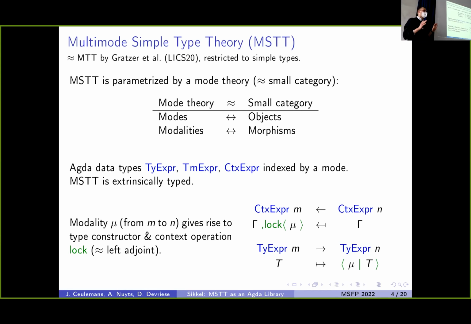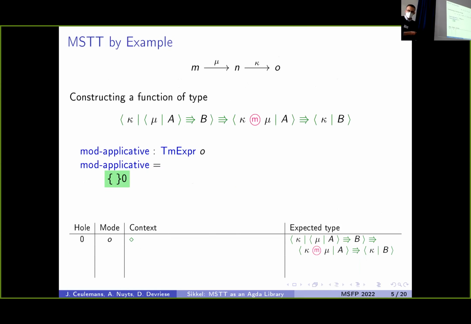I will not go over all of the typing rules of MSTT, but I will try to show you how you can write programs in it by means of an example. Suppose we have the following mode theory. We have 3 modes M, N and O, a modality mu from M to N, and a modality kappa from N to O. Then we're going to write a function of the following type. This circle is composition of modalities. Recall that modalities were morphisms from a category, and so they can be composed. The function of this type is kind of an applicative operator for the modality kappa, specialized to modal functions of type mu a to b. To write such a function, we start with the empty context.